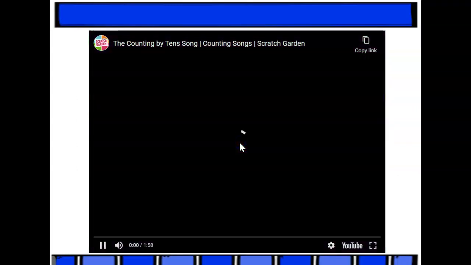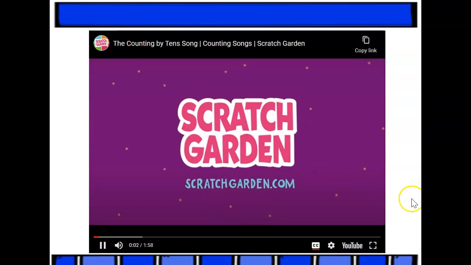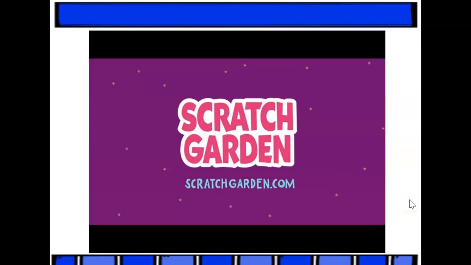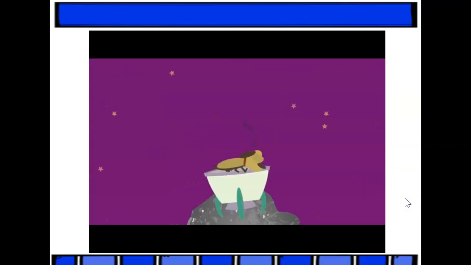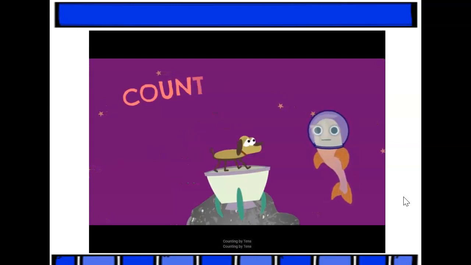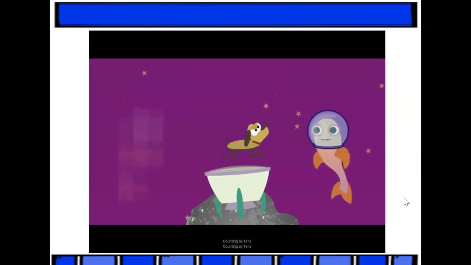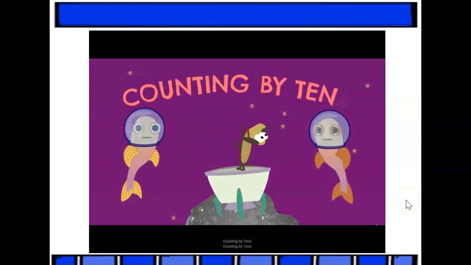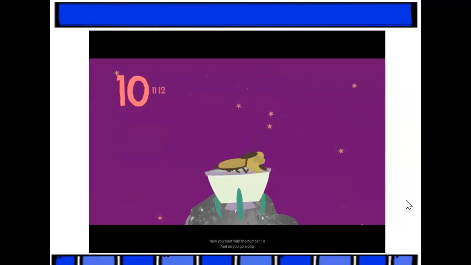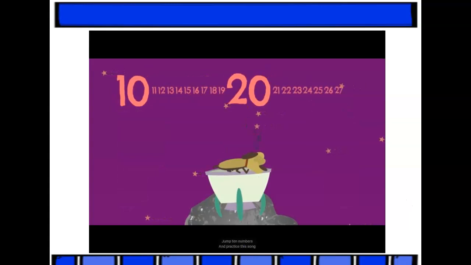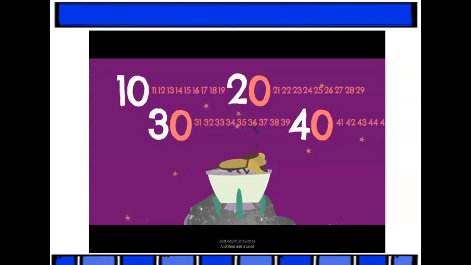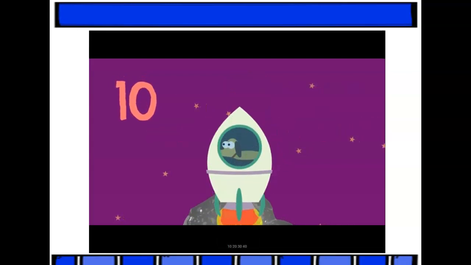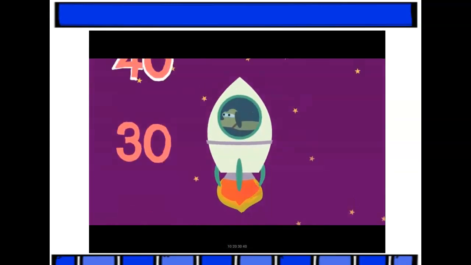All right, let's count by tens. Counting by tens. Counting by tens. Now you start with the number 10, and as you go along, jump 10 numbers and practice this song. Here's a little hint to help as you go. Just count up by ones and then add a 0. Count up by ones and then add a 0. Then add a 0. Like this: 10, 20, 30, 40.